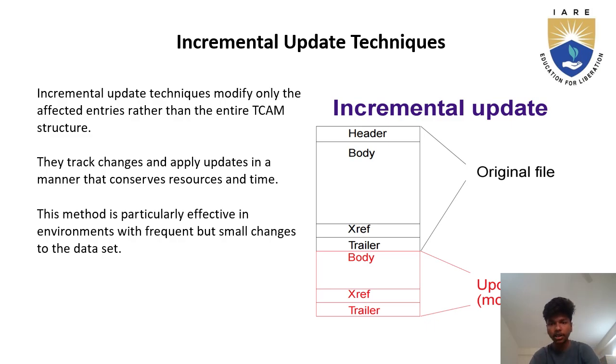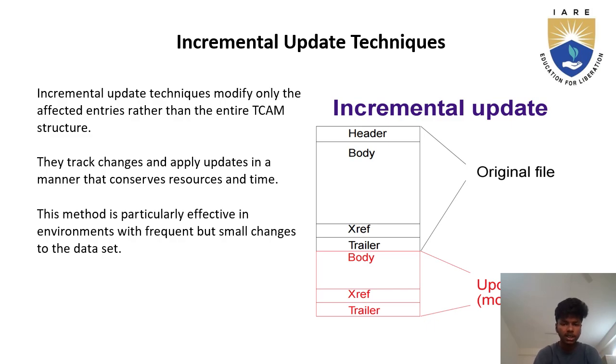Incremental update has header, body, trailer, body, and original file and upcoming file. And each cell in TCAM can take three logic states: 0, 1, or don't care, as we said before. A CAM allows a fully parallel search of the forwarding table or a classifier database. The ternary capacity lets the TCAM store wildcards and variable length prefixes by storing don't cares.